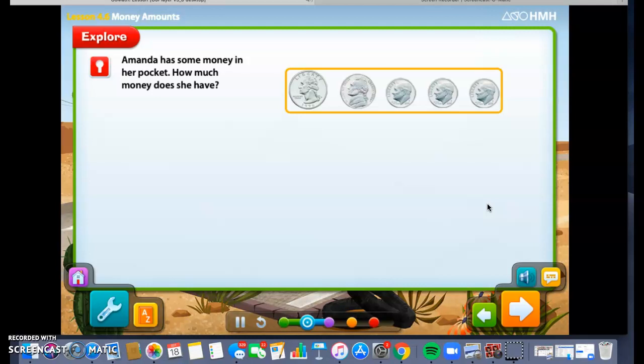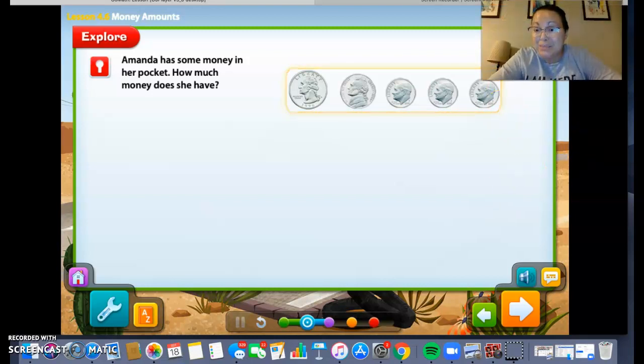Amanda also has these coins. Let's find their value. Which coin has the greatest value? If you're like me, it's a lot easier to add up bills than it is to add up coins. Coins are a little bit more complicated, so let's see. First of all, we start with the one with the greatest value, which is the quarter, which is worth how much? 25 cents. The quarter has the greatest value.